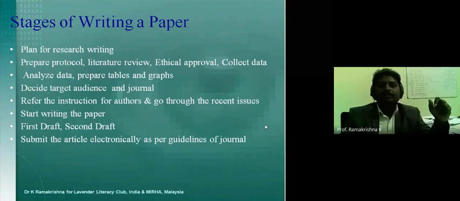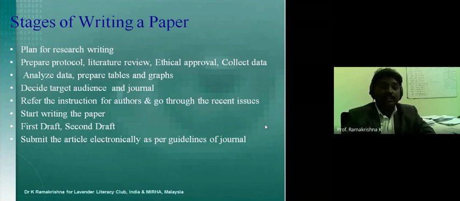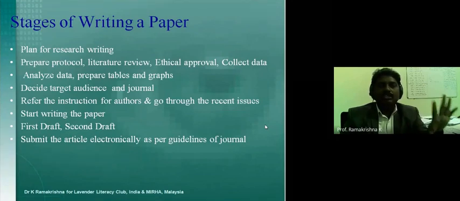So, stages of writing a paper, as I already told you. You see, plan for research writing, you have to plan it. Prepare a protocol, literature review, ethical approval, collect data. This is very important. The second stage is very important while you are writing a paper. Prepare a protocol. The protocol is the standard according to the journal or the publisher. Literature review, you have to complete the literature review at this level. Ethical approval, you have to take the permission from the authors of the papers that you are referring to in your article.